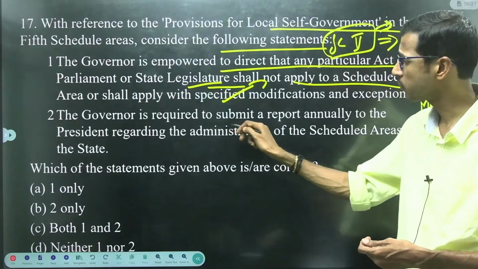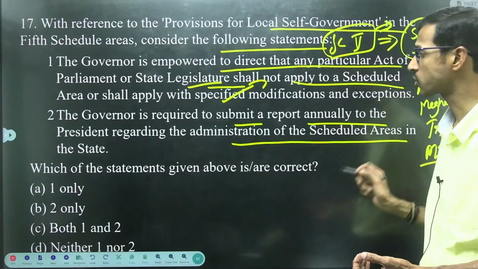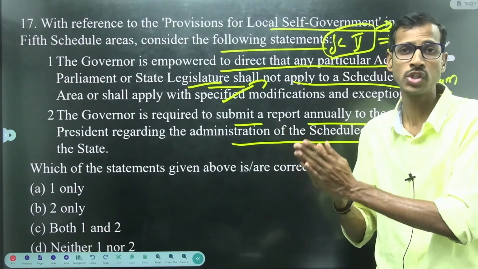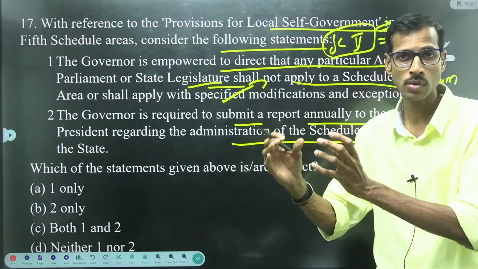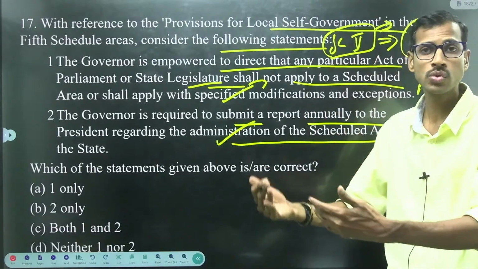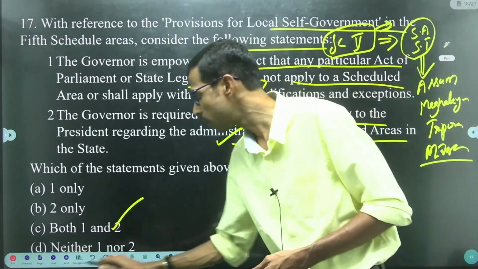The Governor is required to submit a report annually to the President regarding the administration of the scheduled areas in the state. This is also mentioned in the Schedule 5 rules and regulations, right? So he has to submit the annual report to the President. Both statements are correct here.